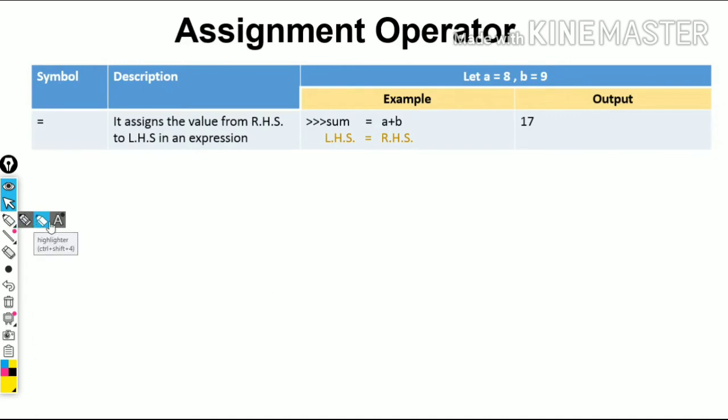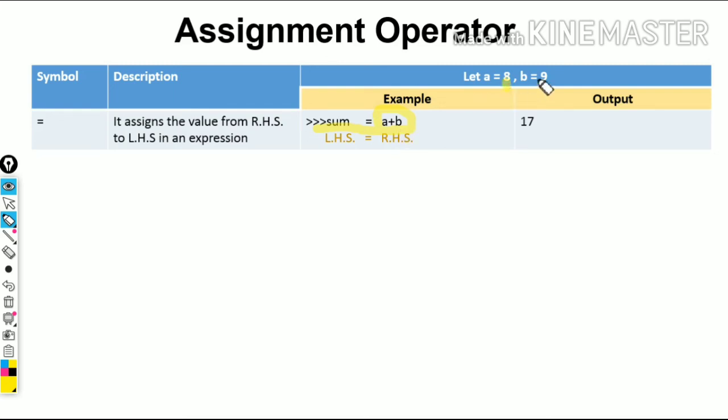Now the next operator, the assignment operator. Assignment operators are used to assign. The assignment operator is used to assign the value from the right hand side to the left hand side of an expression or a statement. Here we have one example, sum equal to a plus b. On the right hand side we have a plus b. On the left hand side we have one variable, sum.